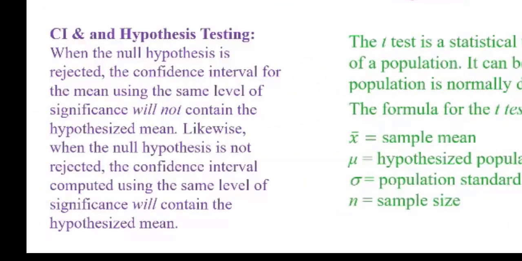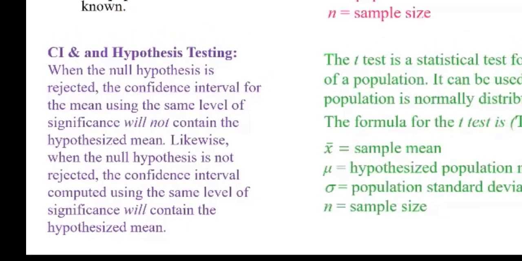Confidence interval and hypothesis testing. When the null hypothesis is rejected, the confidence interval for the mean using the same level of significance will not contain the hypothesized mean. Likewise, when the null hypothesis is not rejected, the confidence interval computed using the same level of significance will contain the hypothesized mean.